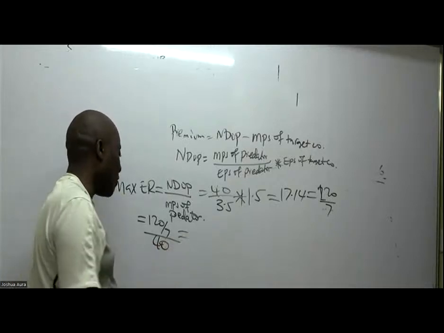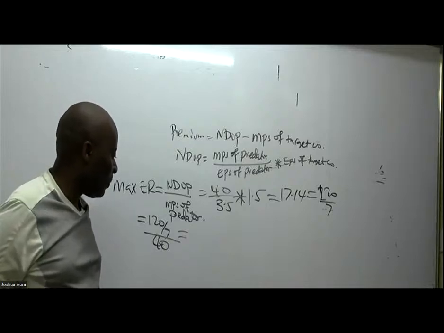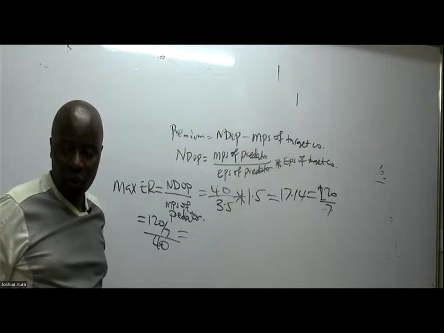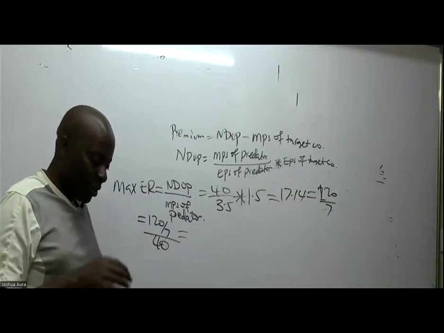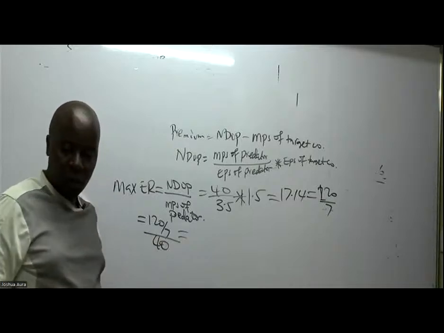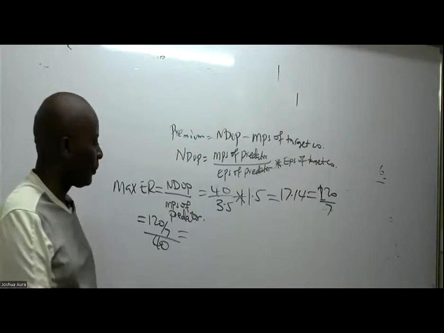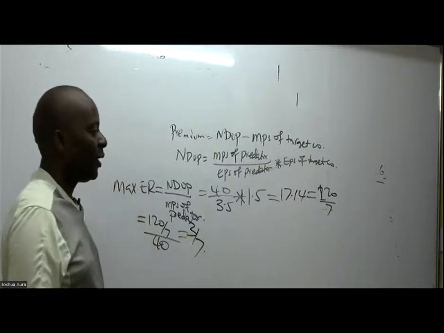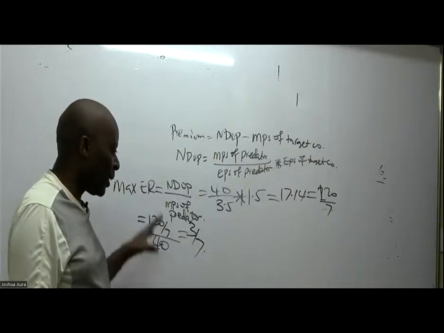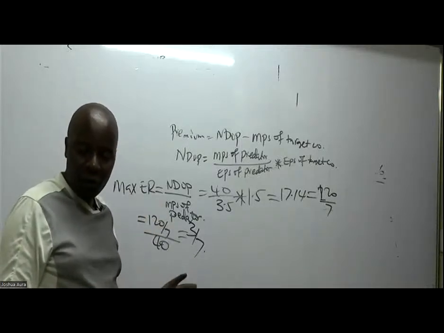So could you kindly try this for us? 120 over 7 divided by 40. At the end of the day, what are we going to get? As a fraction, you say 120 divided by 7 divided by 40 equals, then you press ABC. You'll end up getting 3 over 7. So Moshoka, have I answered your question? If you want to go this way, then you must be very careful with the fractions.